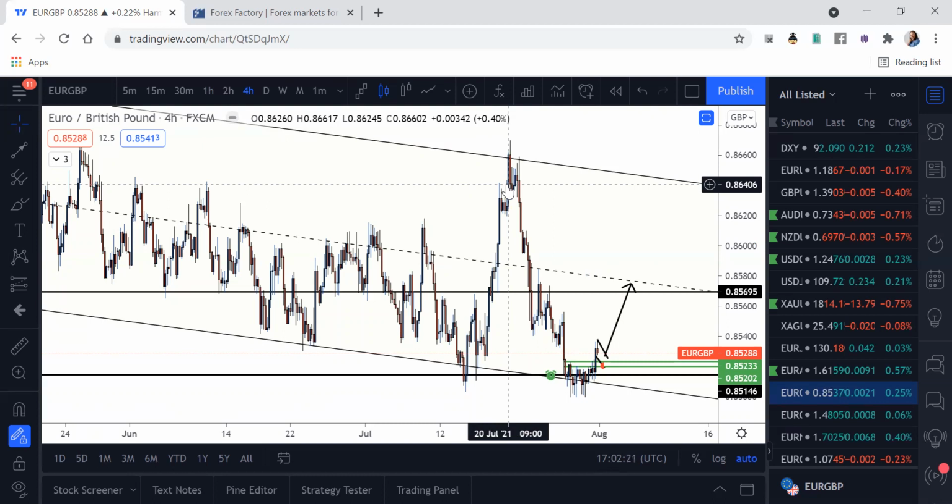This will be a very, very nice trade. I will encourage you not to miss it, because this is going to be a really, really nice trade.